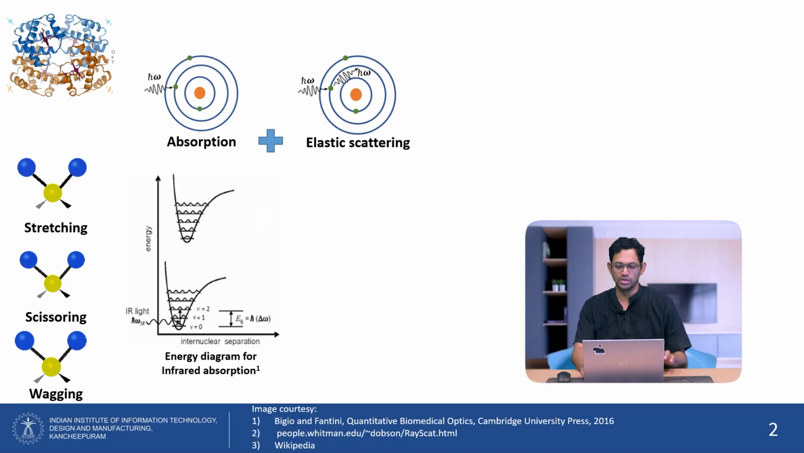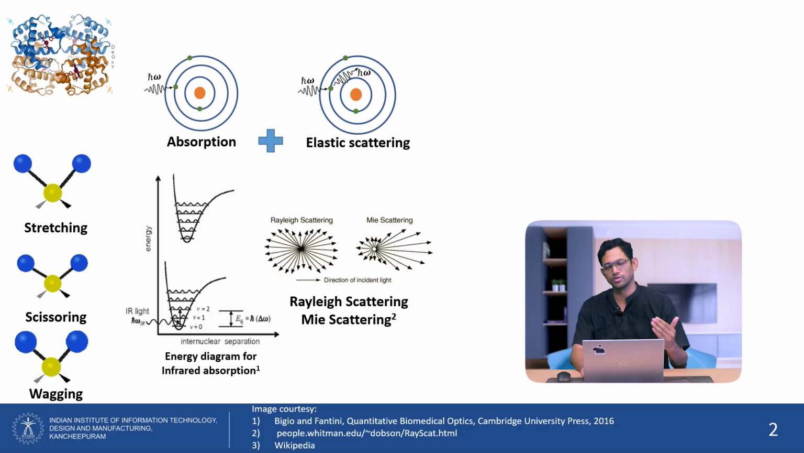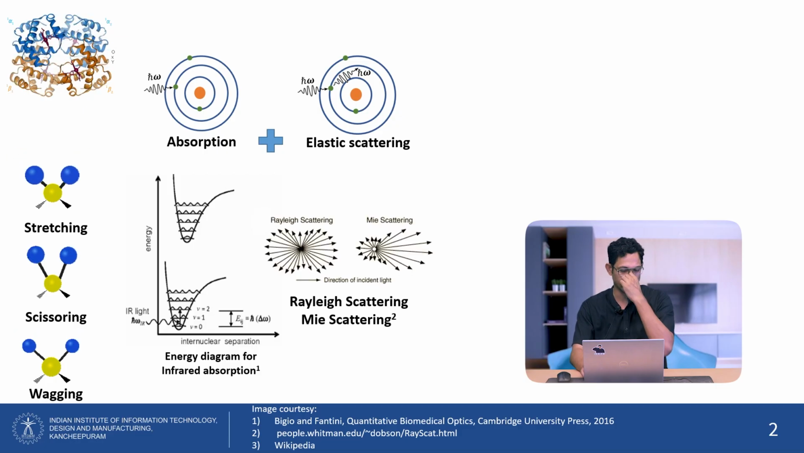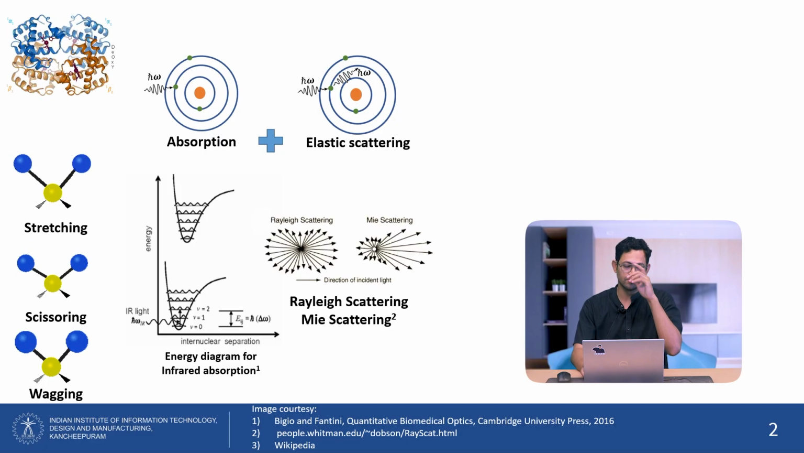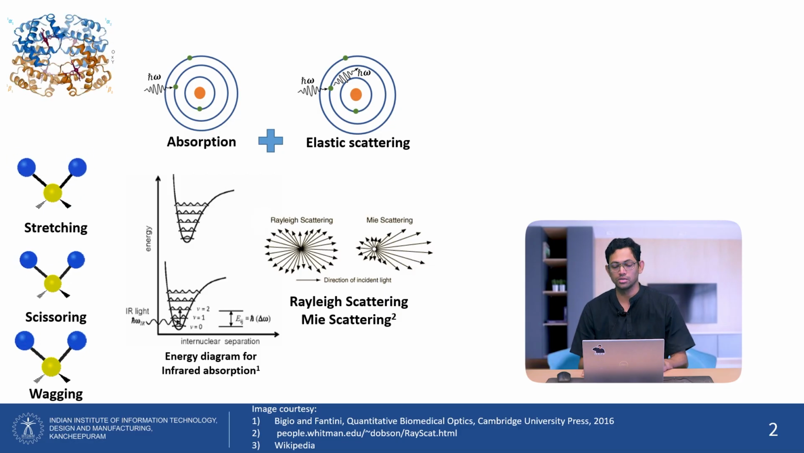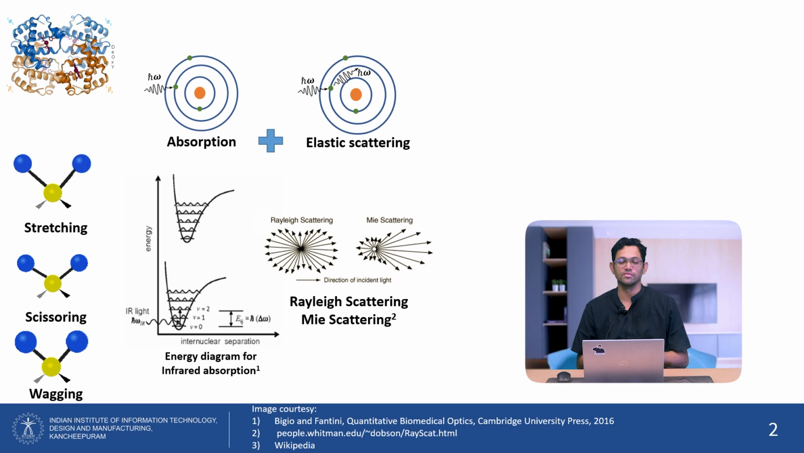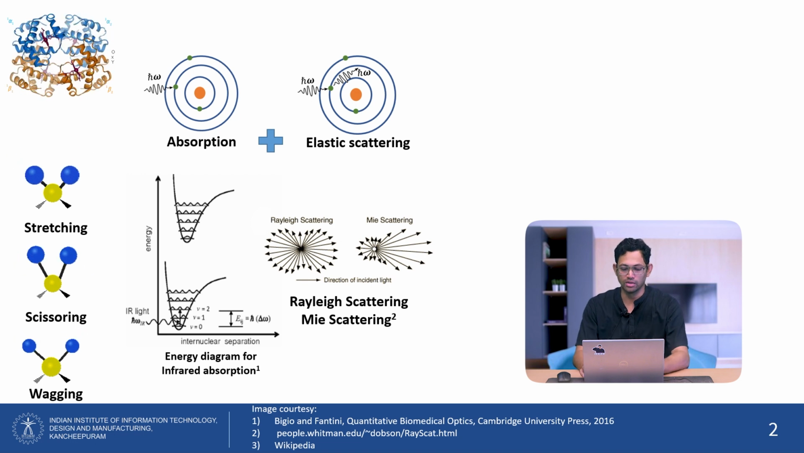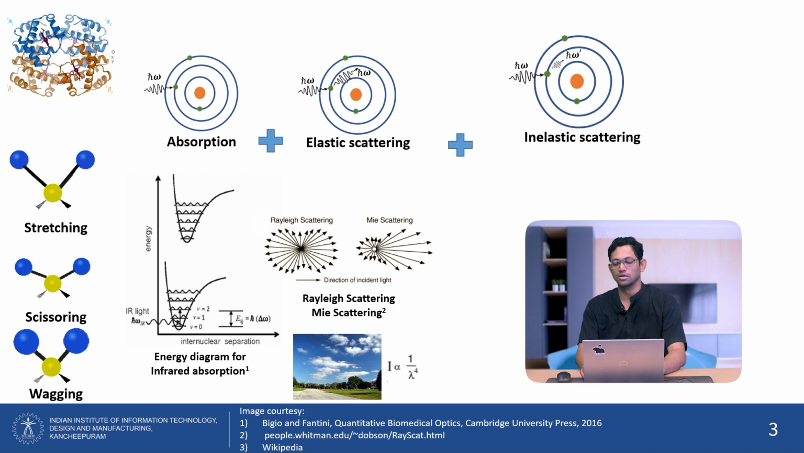In the case of elastic scattering, we talk about 2 types of scattering. One is Rayleigh scattering, the other is Mie scattering. Rayleigh scattering is why we see the sky as blue in color, and Mie scattering is why we see the clouds as white in color. We already discussed this in the earlier sections.